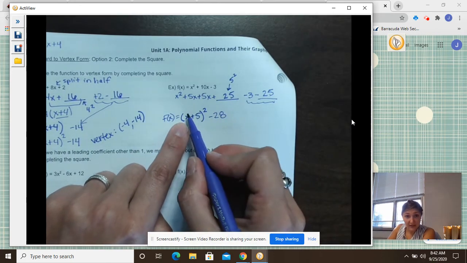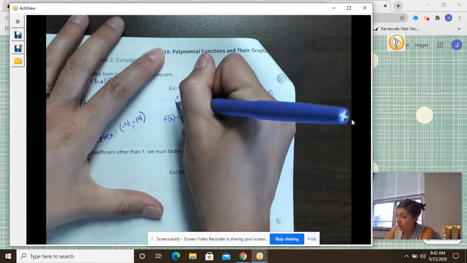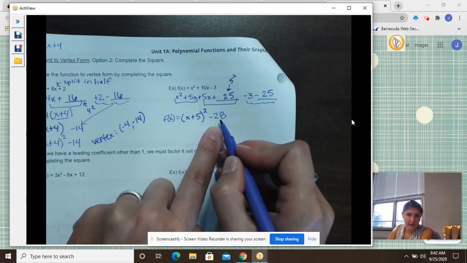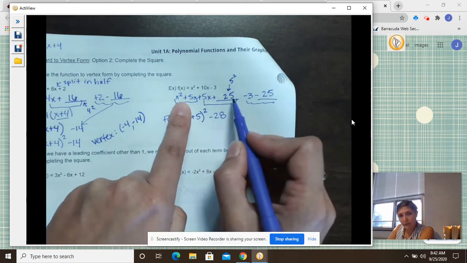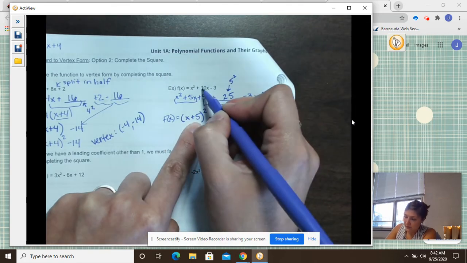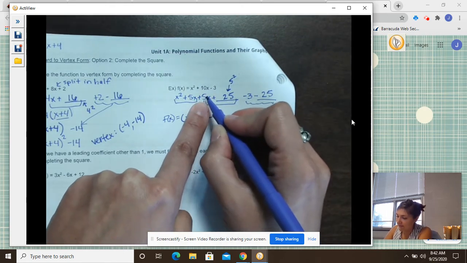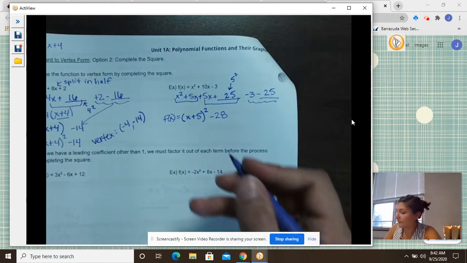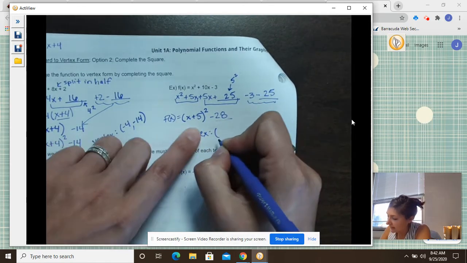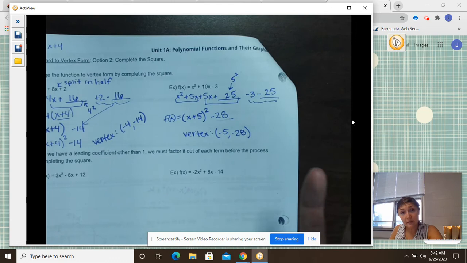Now, if jumping straight to that factored form is a little bit too much for you, go back and factor using our grouping strategy. You're going to come up with the same factors. You're going to combine like terms at the end to get that same negative 28 that I got here. But if you recognize the patterns that we've seen a little bit, you can jump to here. This is going to be our middle term cut in half. And then at the end, we're going to take whatever that middle term cut in half is, square it, and subtract it. So here's our vertex form, and our vertex would be negative 5, negative 28. So that's completing the square.